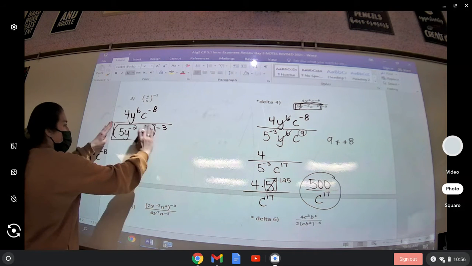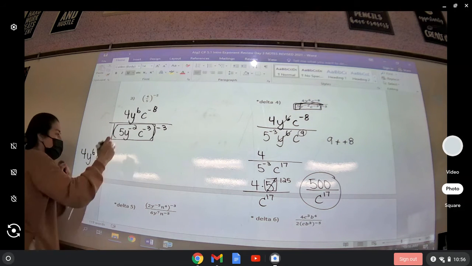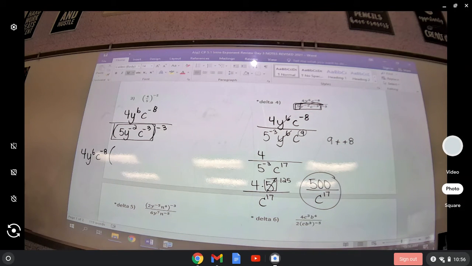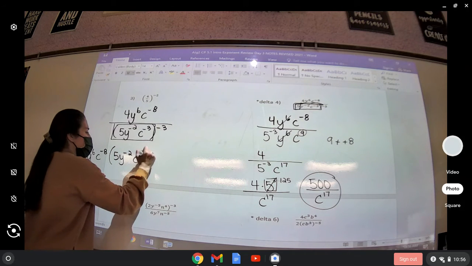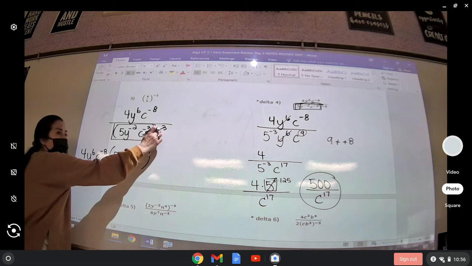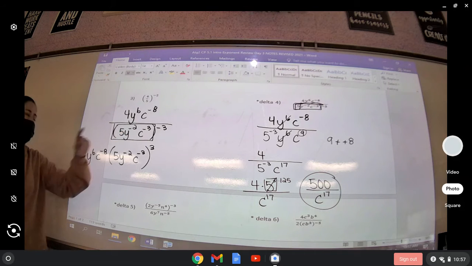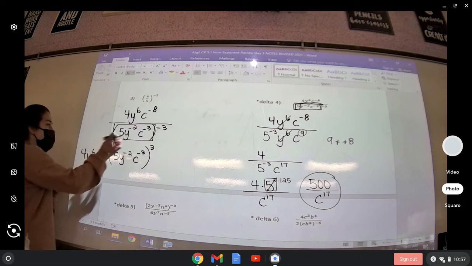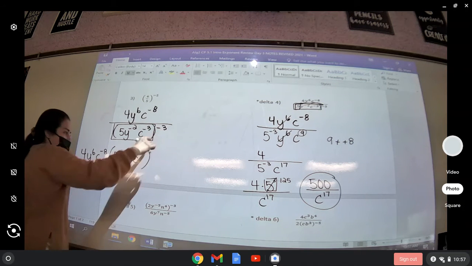I can take the entire bottom, move it to the top. And I said, when something gets moved to the top, now it will be attached by multiplication. And it will be 5y to the negative 2, c to the negative 3, all raised to a positive power of 3 now. Now again, a lot of students are like, wait a minute, you moved this up and you didn't make these ones positive?